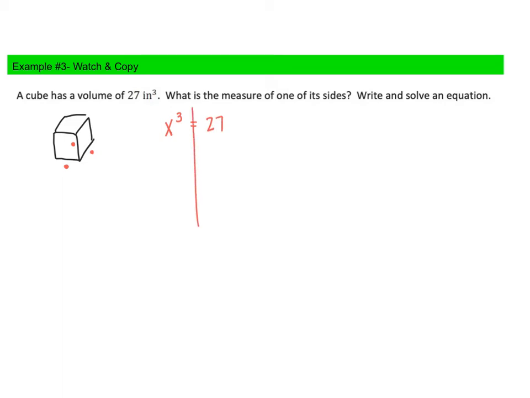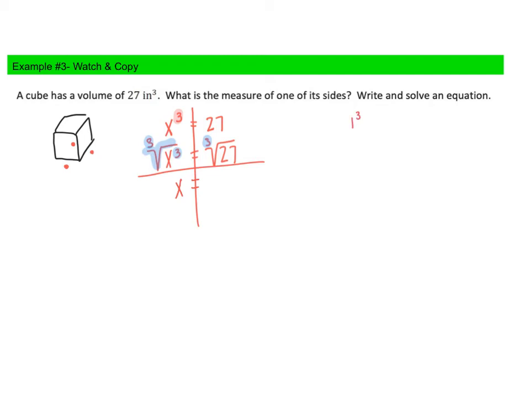Now if I want to get that x completely by itself, to get rid of this cubed sign, I have to take the cube root of each side. And to show the cube root, you just change your index to be a 3. Okay? From there, on the left side, my cube root cancels my cubed, and I'm just left with x. And on the right side, I have to do some guessing and checking. Okay? So this is not a super huge number, so I'm just going to start off at the bottom.